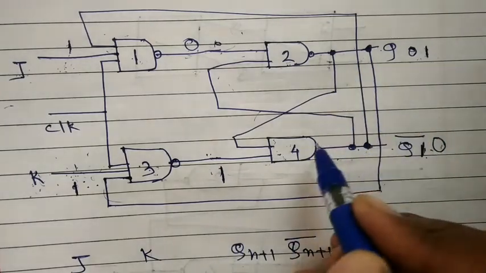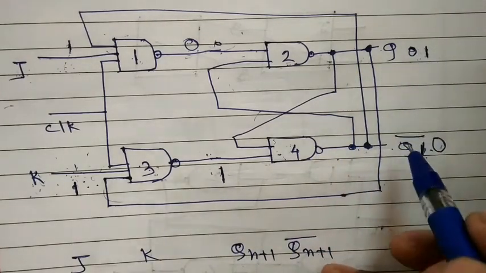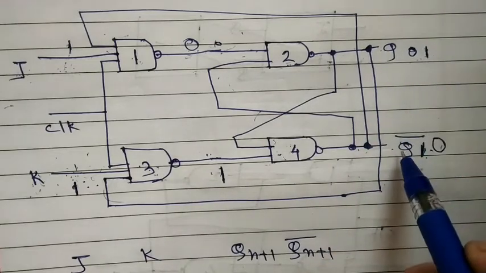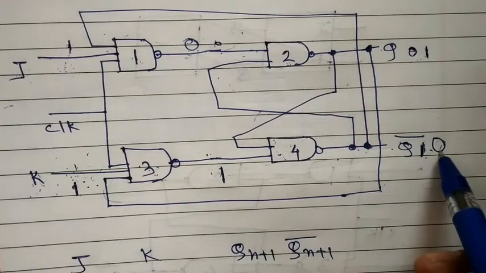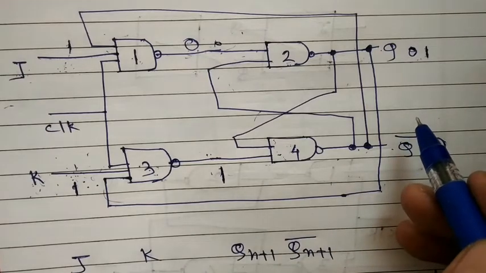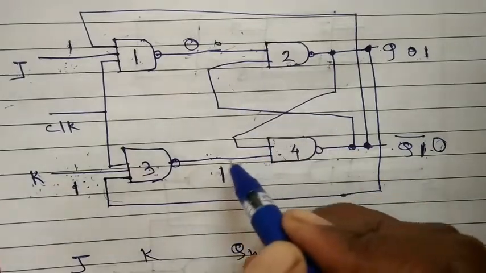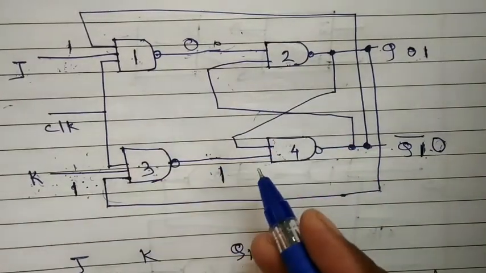So we are getting the inversion of the previous state. Previously it was 0, we are getting now 1, and it was 1, we are getting now 0. So the condition of J and K both being 1 is solved in this JK flip-flop. See the truth table.